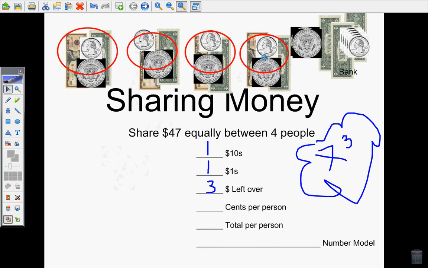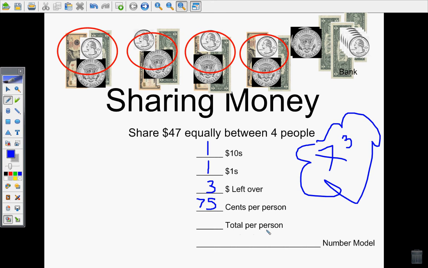Now I've used up all my money, but to check I can say 10, 20, 30, 40, 41, 42, 43, 44. These 2 would make 45. These 2 would make 46. And then all together those 4 quarters would make 47. So the number of cents that each person gets would be a 50-cent piece and a 25-cent piece. So that would give them each 75 cents.